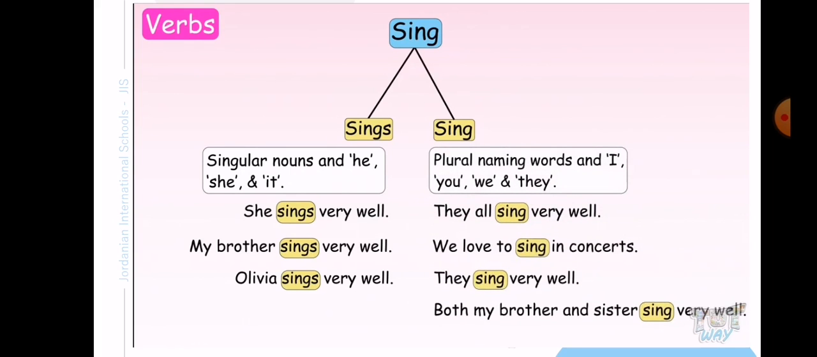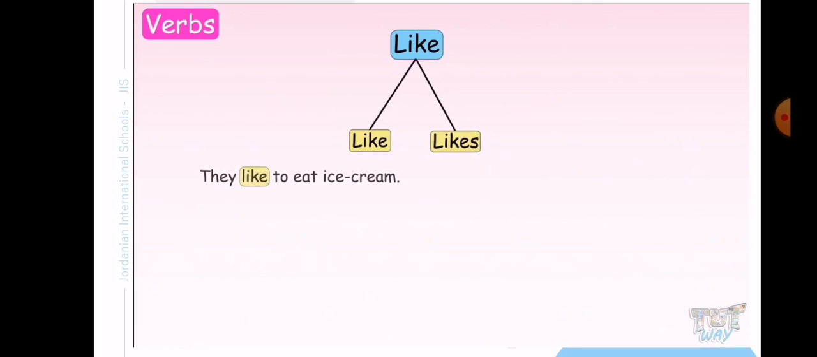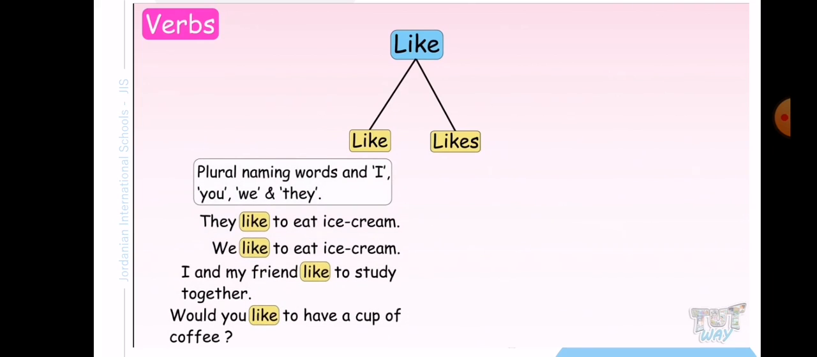Here we have another verb, like. We have two forms, like and likes. They like to eat ice cream. We like to eat ice cream. I and my friend like to study together. Would you like to have a cup of coffee? So, we use like when we talk about plural naming words or when our sentences have I, you, we, and they.